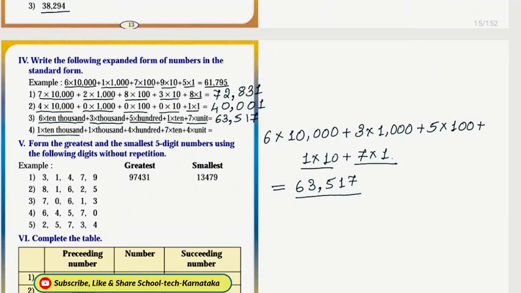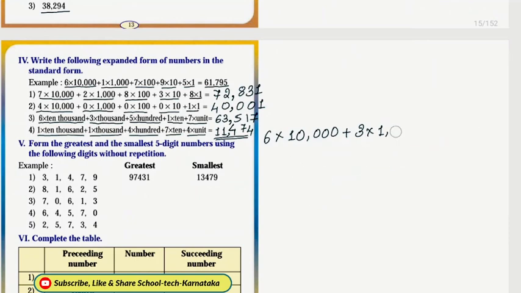1 into 10,000, 1 into 1000, 4 into 100, 7 into 10, 4 into unit. How do we write it? 1 into 10,000 is 1, 1 into 1000 is 1, comma, 474, so 11,474. This is how we write the numbers in the standard form when they are given in expanded form.